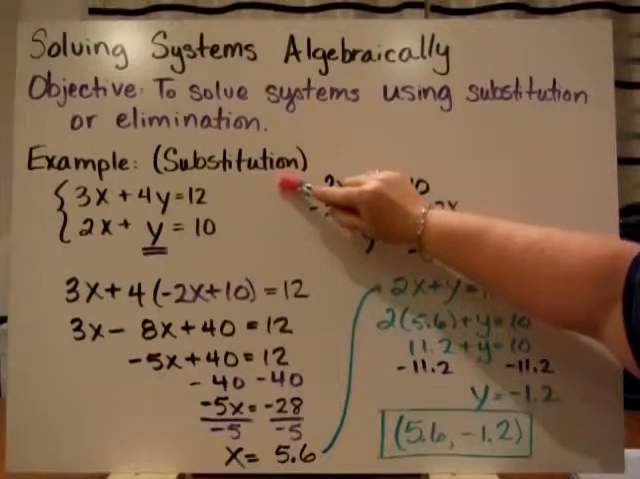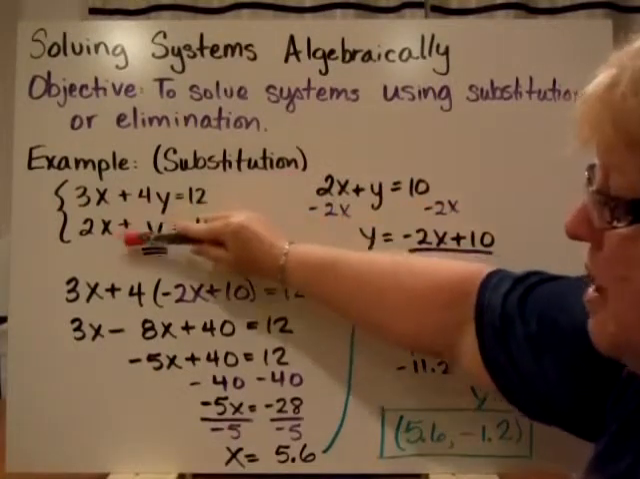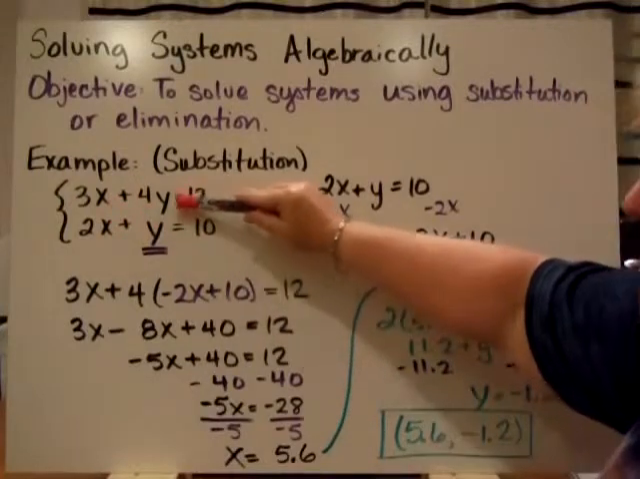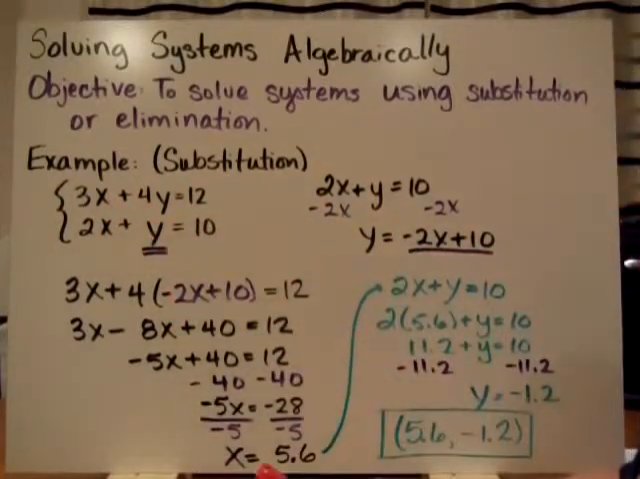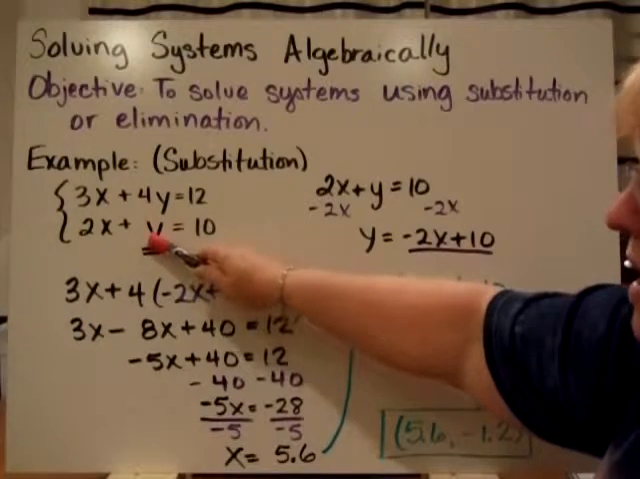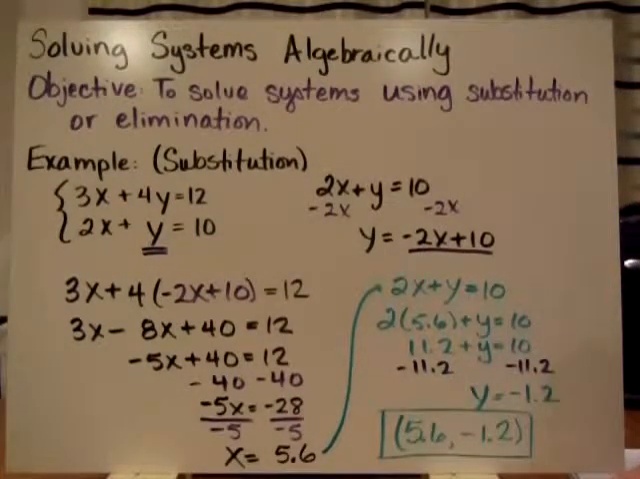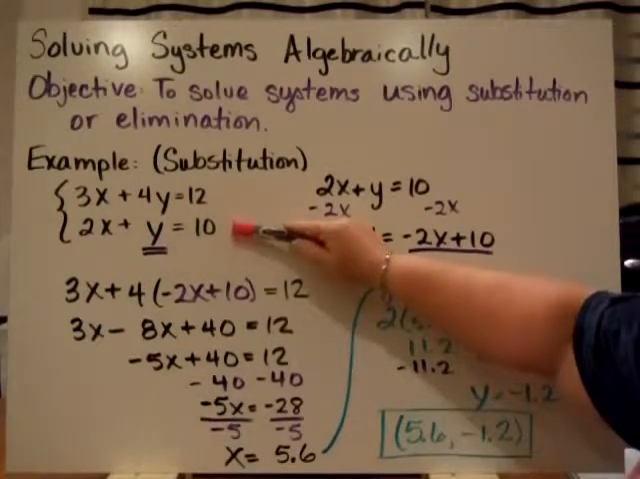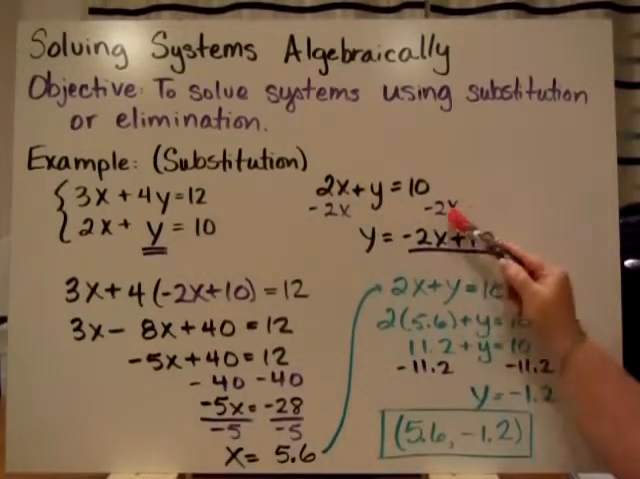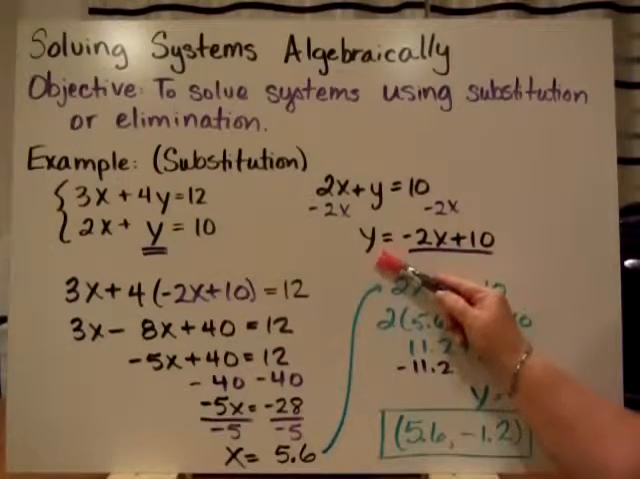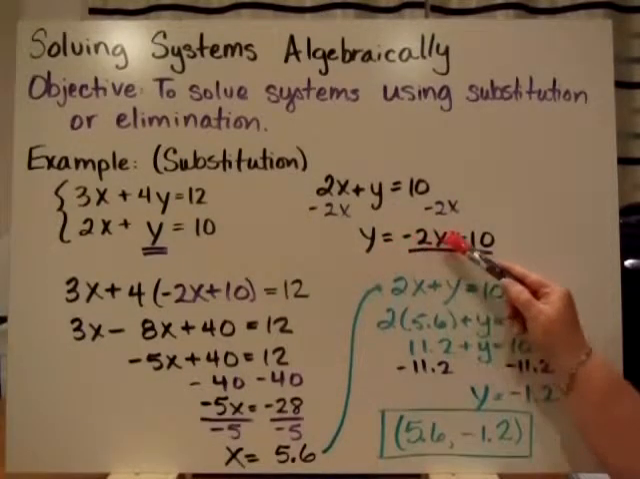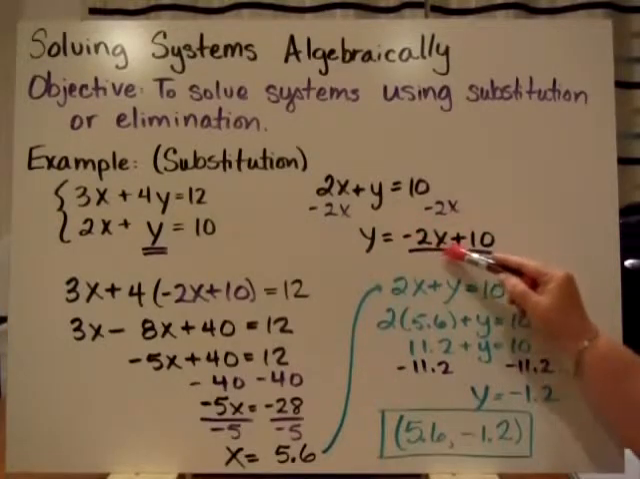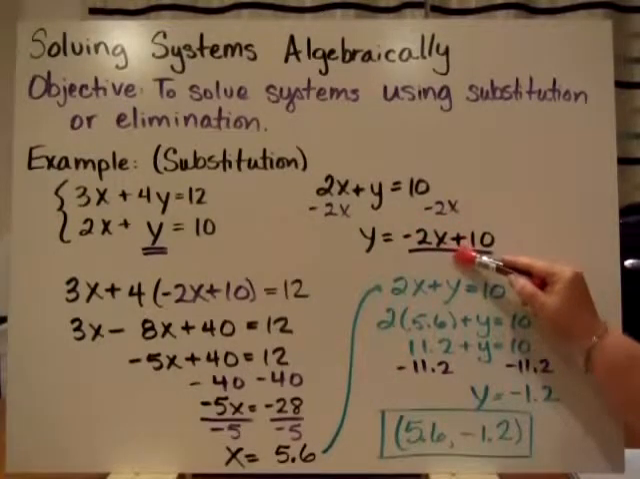The way you might decide to use substitution is you look at your problem and notice the coefficients of x are 3 and 2 and of y are 4 and 1. If you have a variable whose coefficient is 1, then substitution might be the easiest way to solve the problem. Because this has a variable of 1, we're going to take this equation, subtract 2x from both sides and solve it for y. Now we know that y equals negative 2x plus 10. Any place we see a y, we can replace it with this expression.